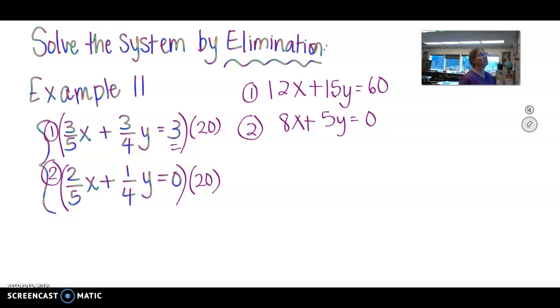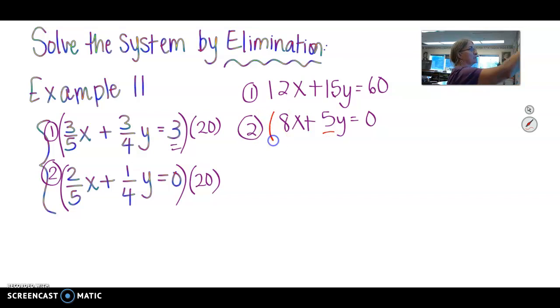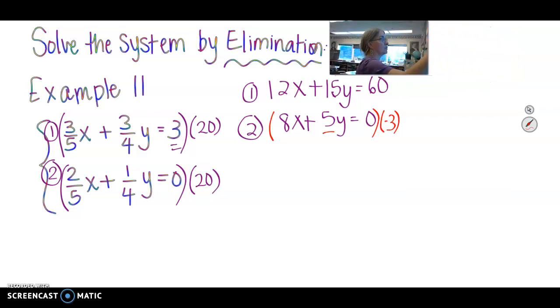Here's what you need to do. You look at the numbers 12 and 8 and 15 and 5, the coefficients of x and y, and think about how you could make them exactly the opposite. What one would be the easiest? And if you look at 15 and 5, I can multiply 5 times negative 3 to get a negative 15y right here. So what I want to do is multiply everything, because you can't just do it to one term, you got to do it to all the terms. I'm going to multiply equation 2 by negative 3, every single term by negative 3. So that becomes 8 times negative 3 is negative 24x.